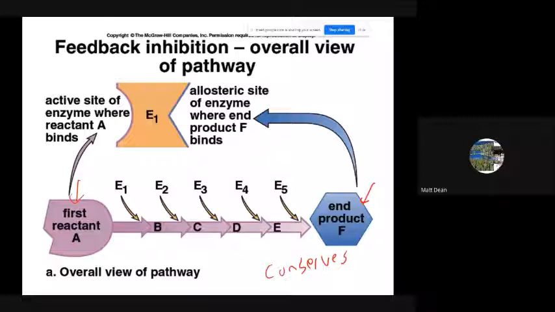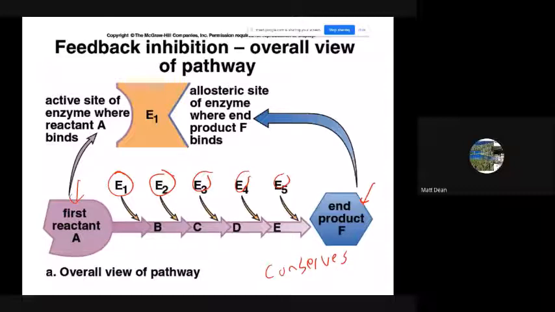Feedback inhibition is all about conserving substrates, conserving energy. So notice that each step, the arrows represent steps, the E's represent the enzymes that catalyze each step. So substance A is the substrate for enzyme number one, and enzyme number one catalyzes the reaction that converts it to a different substance, substance B. Substance B is the substrate for enzyme two. Enzyme two catalyzes a reaction that converts it to C.